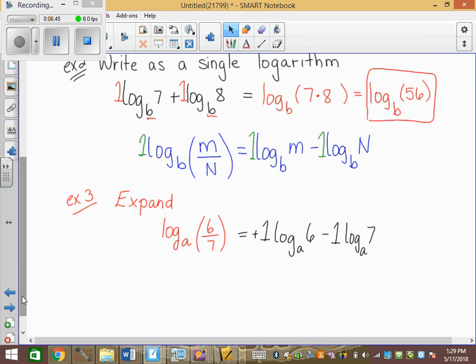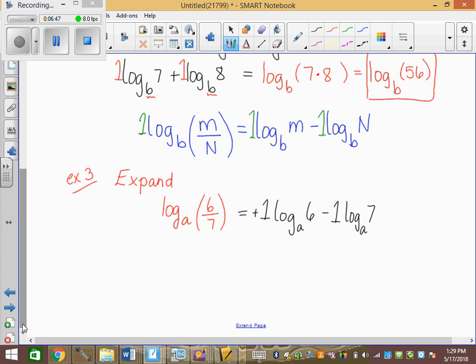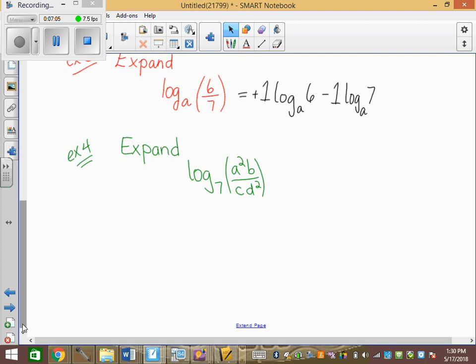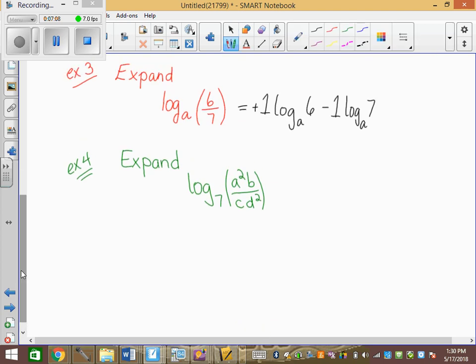I'm going to try a harder expanding one. So, what if I do this? Log base 7 of a squared b over c d squared. Looks a heck of a lot harder than it really is.